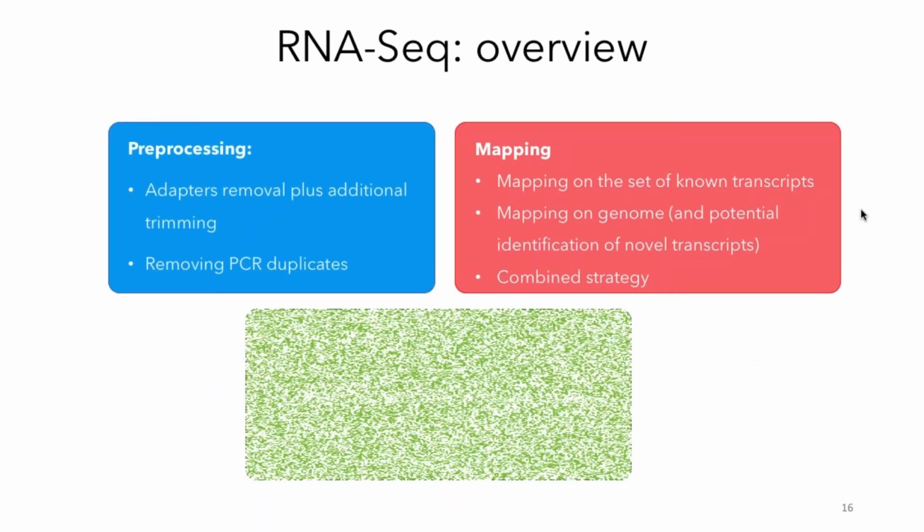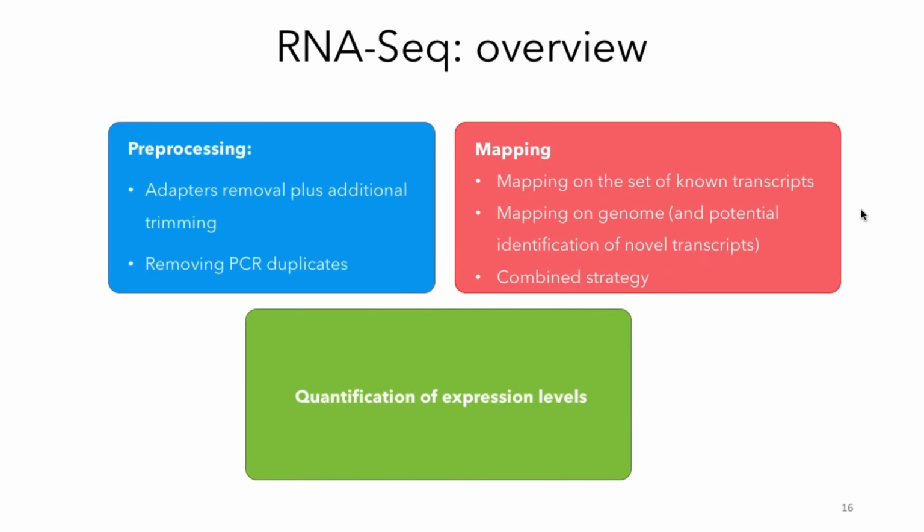Because of this, we are going to look at three components of RNA-Seq data analysis. The first component is preprocessing. We want to remove the adapters, and we do some additional trimming, and then we want to remove technical PCR duplicates. The second part is mapping.